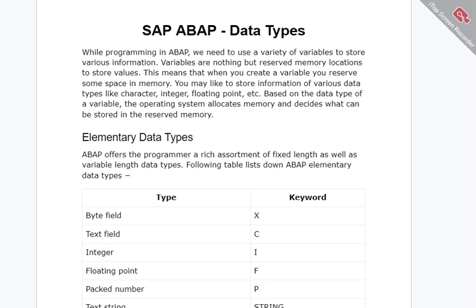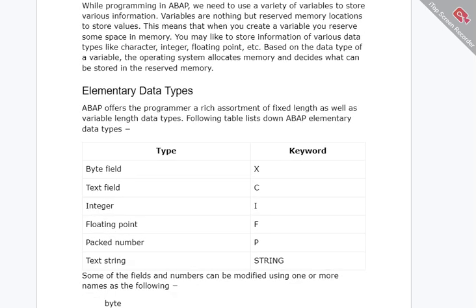And based on the data type of a variable, the operating system allocates memory and decides what can be stored in the reserved memory. Elementary data types. ABAP offers the programmer a rich assortment of fixed length as well as variable length data types.